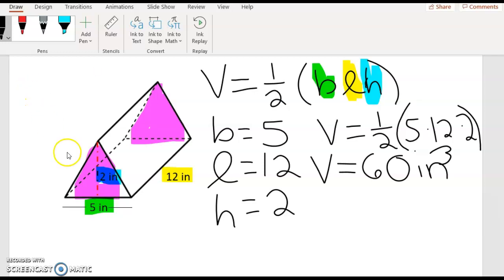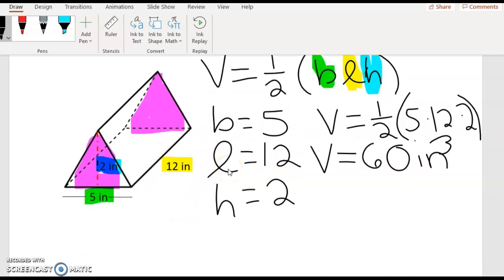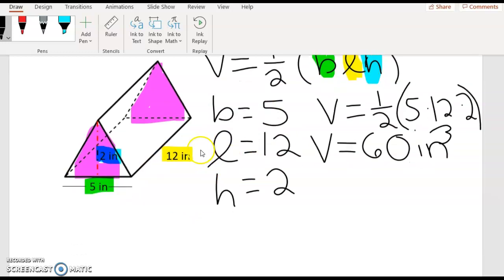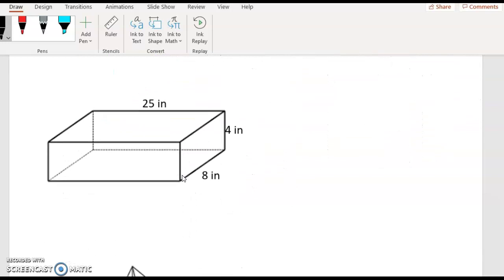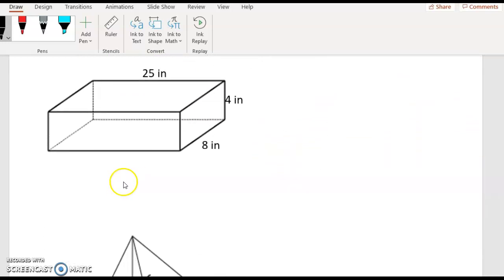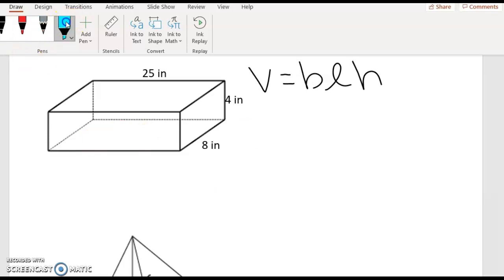Not too bad, right? Like I said, it's plug and chug. You find out what you need to plug into your formula and we chug right through it. So there is a triangular prism. Let's try a rectangular prism. I know it's rectangular because it's a box. It's got rectangles right here on the bases, so we can see that that's what it is. All right, so let's write down our formula. The volume is going to equal our base times length times height. All right, so we're just going to highlight so we can match our colors.